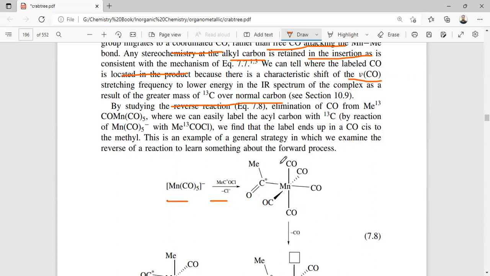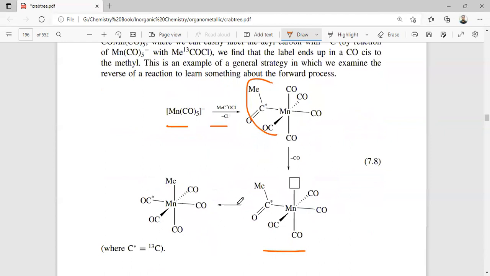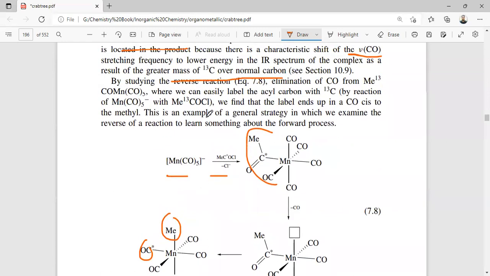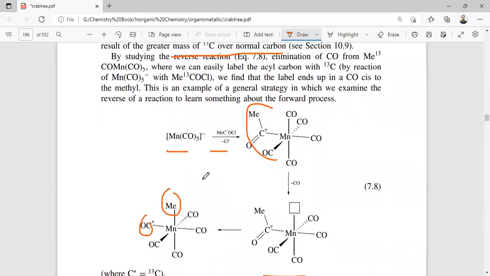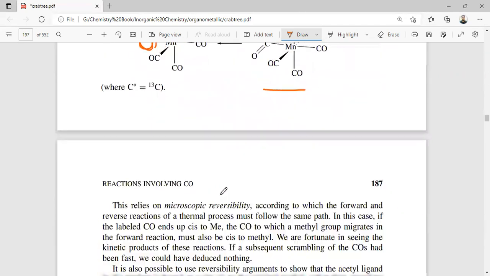In the elimination from the acyl complex of MnCO5, the CO and Me are in the cis position. If the acyl carbon is labeled with 13C, we found that the labeled CO ends up cis to the methyl group. So the labeled 13CO is in a cis position. This is an example of the general strategy: we examine the reverse of the reaction to learn something about the forward process.